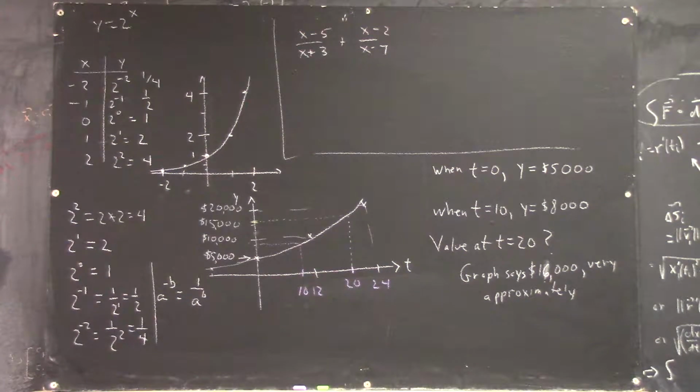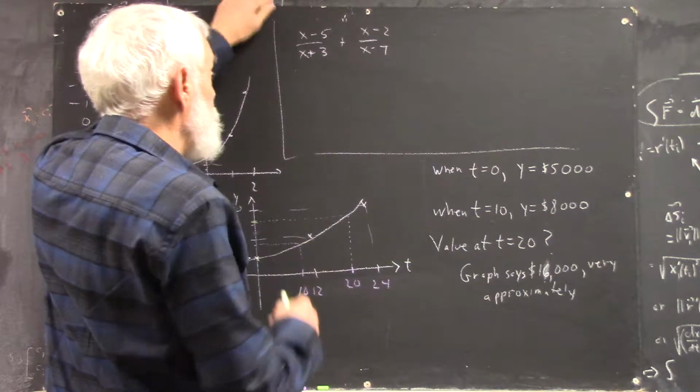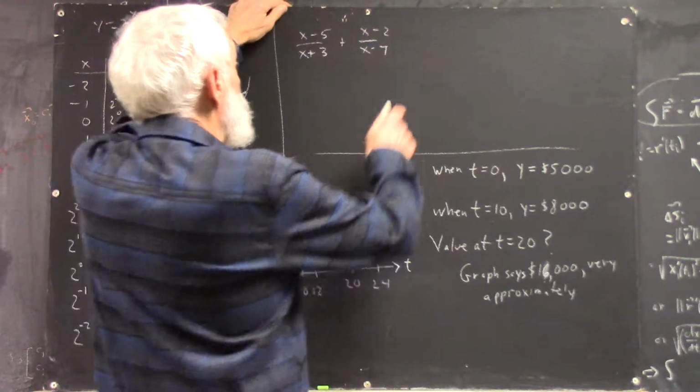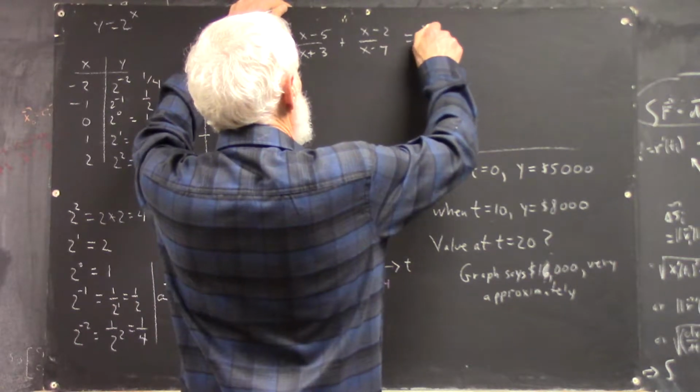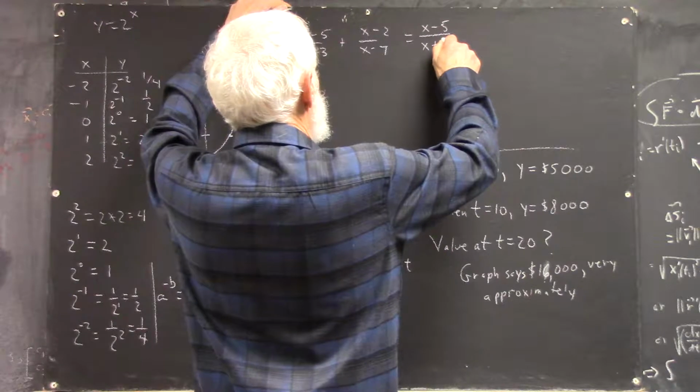Okay, just kind of quickly here. What do we do here? Well, your common denominator is x plus 3 times x plus 7. In order to get that, you might want to look back at the more detailed problems I did earlier.